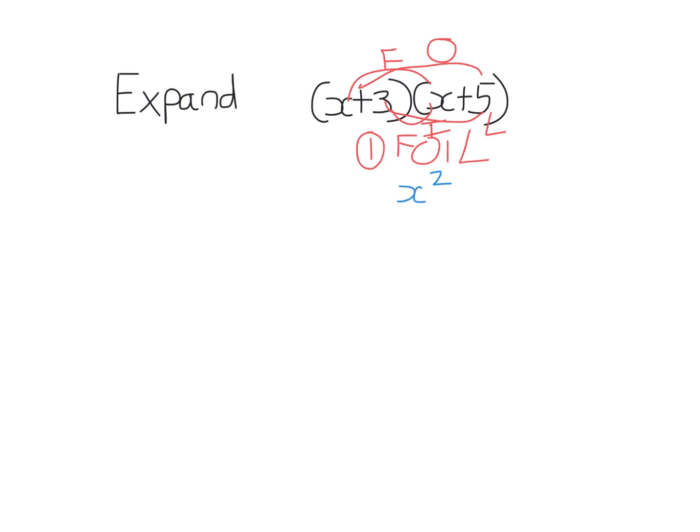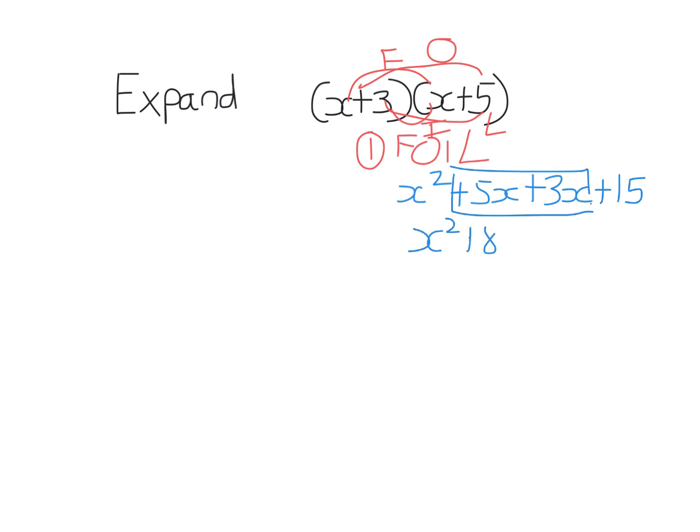Outsides, x times positive 5 just gives you 5x. Then we multiply the insides. 3 times x is just positive 3x. And then the thing that occurs last in each bracket, 3 times 5, giving us positive 15. So for this one, we need to simplify. We didn't need to simplify on the previous slide because there were no like terms. Here we have two like terms. 5x plus 3x is just 8x. So my final answer using FOIL, x squared plus 8x plus 15.